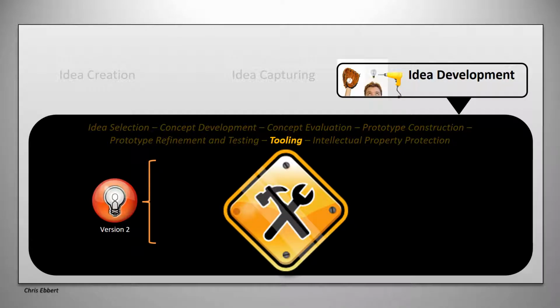So we're going back now to our process of idea development. We've gone through the prototype refinement and testing just now. And now we're looking at tooling. Tooling means you're setting up your serial production. And you may not be doing that personally, although I was often involved in doing that.